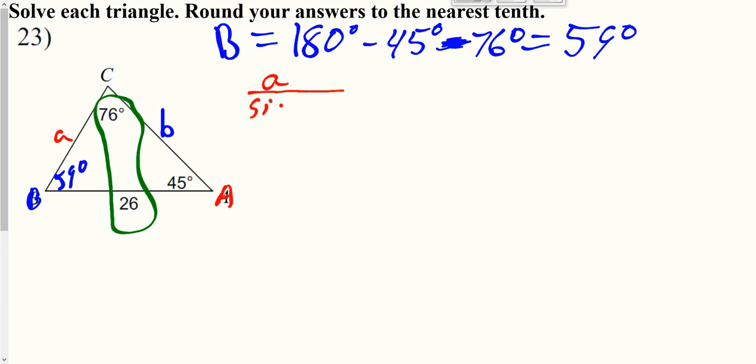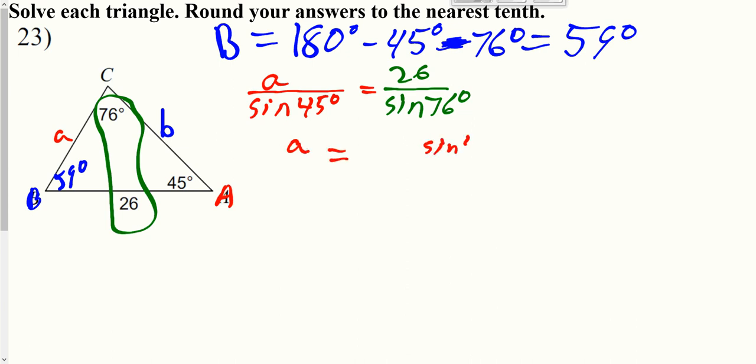So I'm going to go the sine of my angle opposite of A, which is 45 degrees, is equal to, and I will use an opposite pair. I just put my side on top, so for my opposite pair, I put my side on top over the sine of my angle opposite of that. So now to get A by itself, right now A is divided by the sine of 45. I have to multiply both sides by the sine of 45 degrees. And so I would have 26 sine of 45 degrees divided by the sine of 76 degrees.